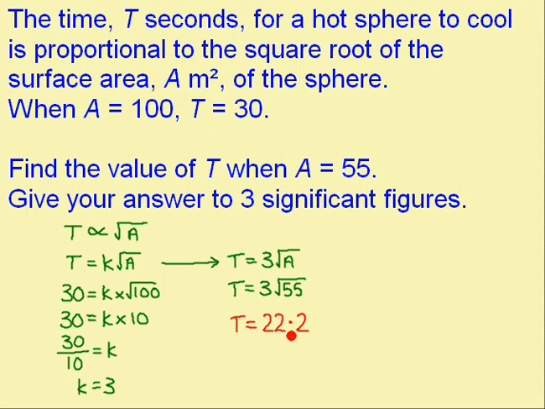Here's the answer. When you read this question, you'll see that it says that t is proportional to the square root of a. So your first line should look like this. Don't be put off, you just need a square root on it, and then you carry on in the usual way.